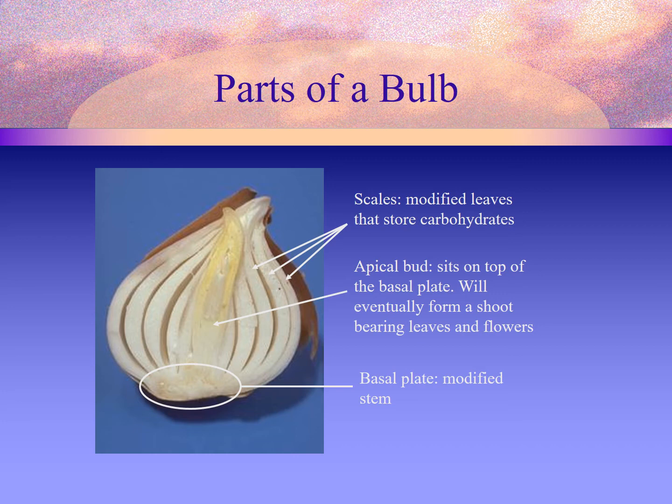Another structure that you see in a tunicate bulb are the scales of the bulb, and the scales are actually modified leaves. The scales of a bulb are the structures that store the carbohydrates. And then of course, surrounding this tunicate bulb is a brown papery covering that we call a tunic.